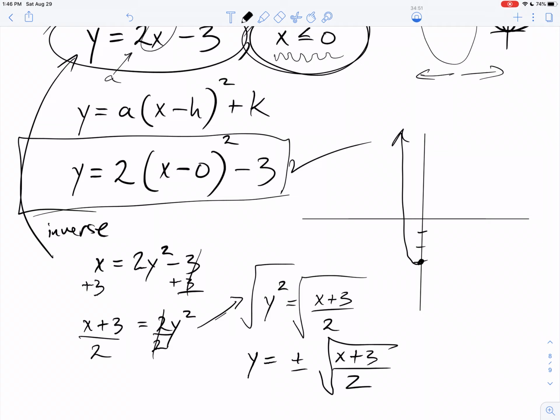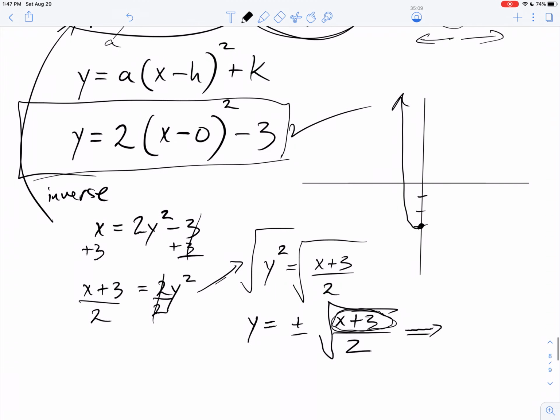Now, let's think about this. This is going to move my graph left 3 units. What is divided by 2 doing to it? Well, don't panic. Don't worry too much. This could be rewritten like this: 1/2 times x plus 3. I could write it like that.